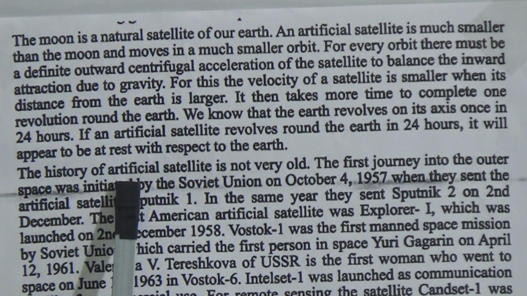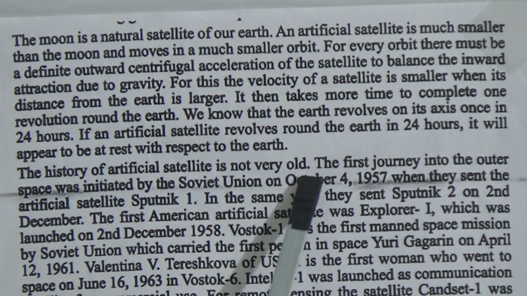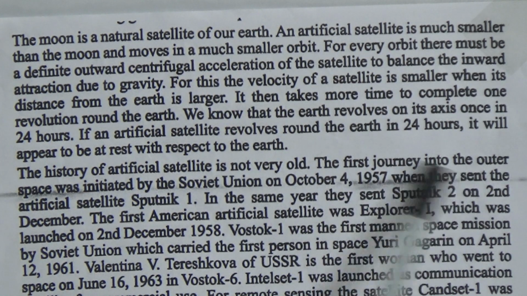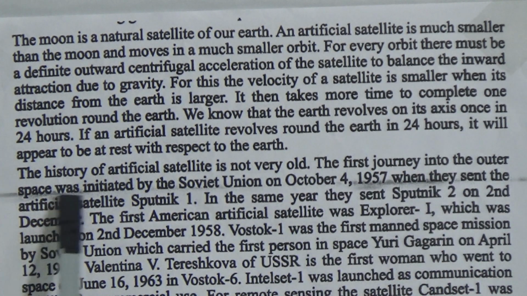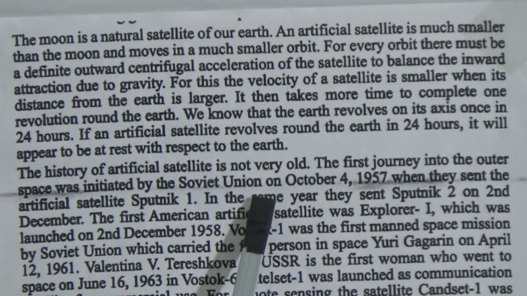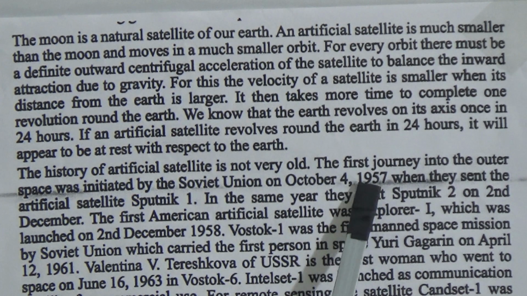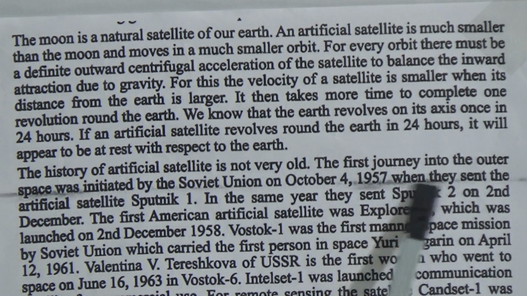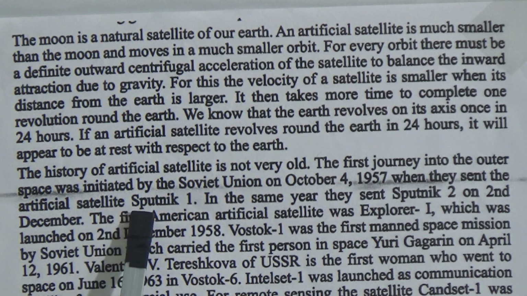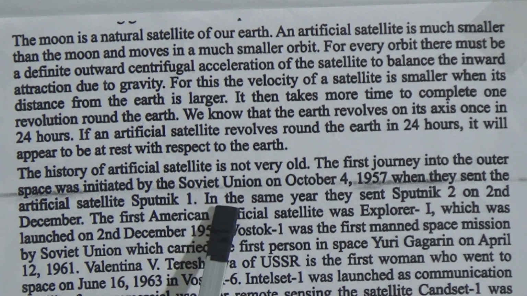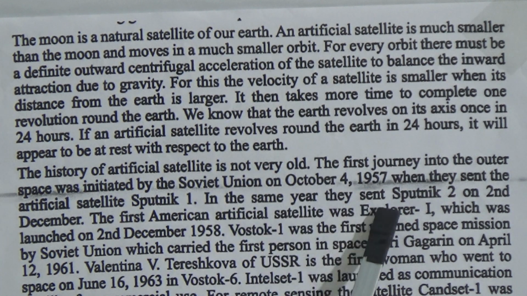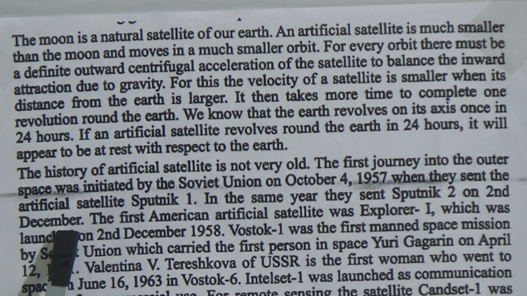The story of artificial satellites is not very old. The first journey into outer space was initiated by the Soviet Union on 4th October 1957, when they sent the artificial satellite Sputnik 1. In the same year, on 2nd December 1957, they sent Sputnik 2. These two satellites were sent to space by the Soviet Union, or Russia.